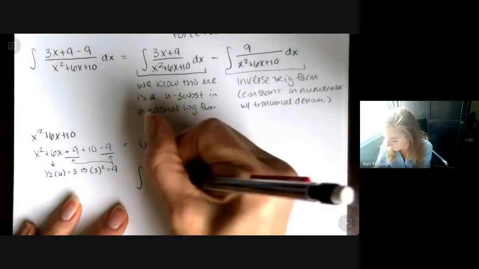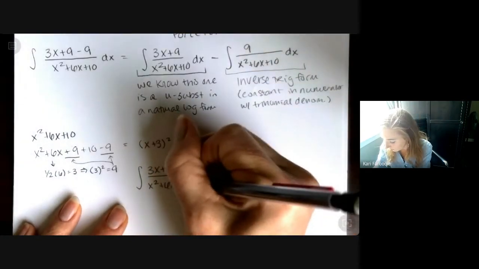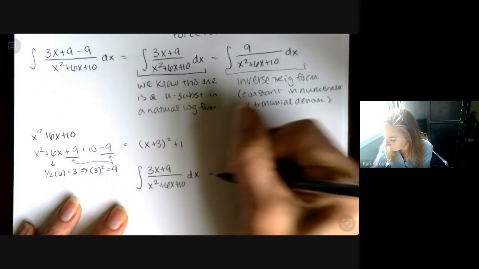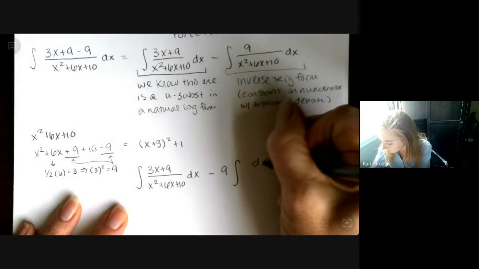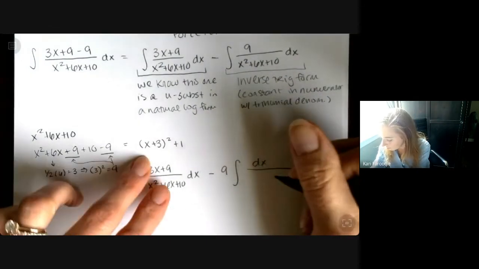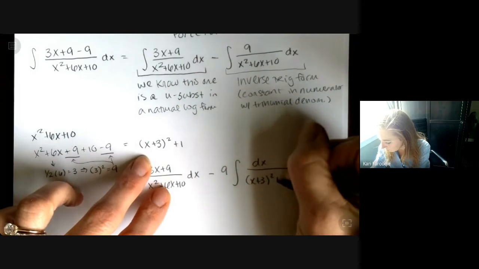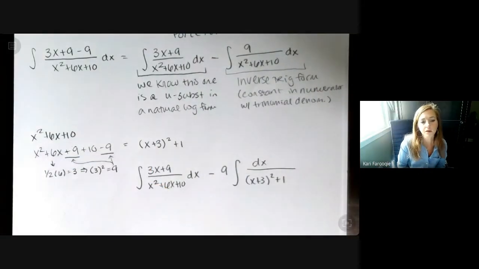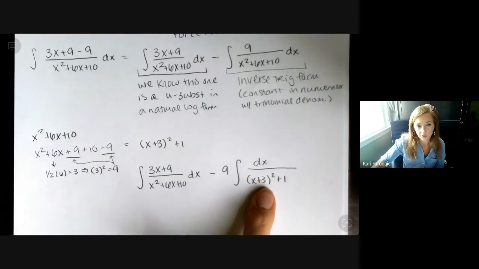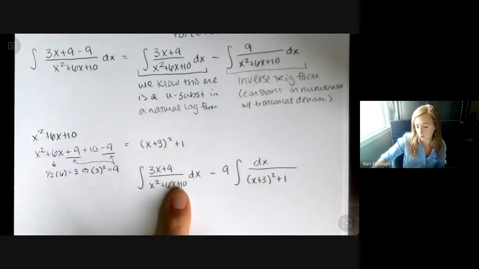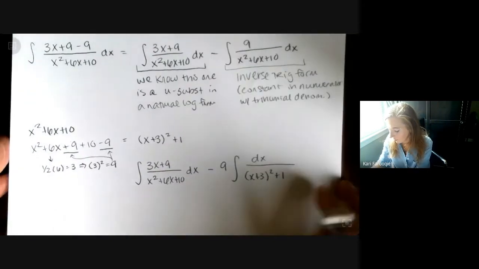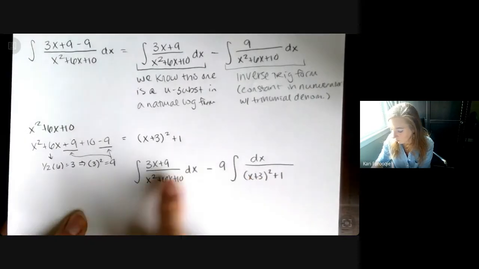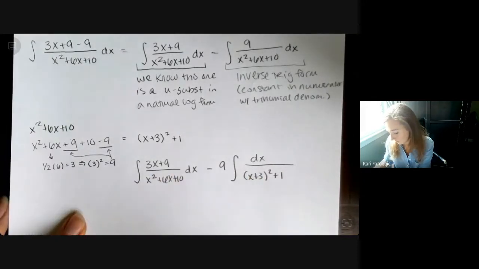So we'll have the integral of 3x plus 9 divided by x squared plus 6x plus 10 dx minus 9, just going to pull that 9 out front, times the integral of dx divided by x plus 3 squared plus 1. This is going to be in the form of an inverse tangent, and this is in the form of your natural log, du over u. Okay, so I'm going to look at each of these separately, and then we'll subtract one off the other. That's the way it's going to have to be.